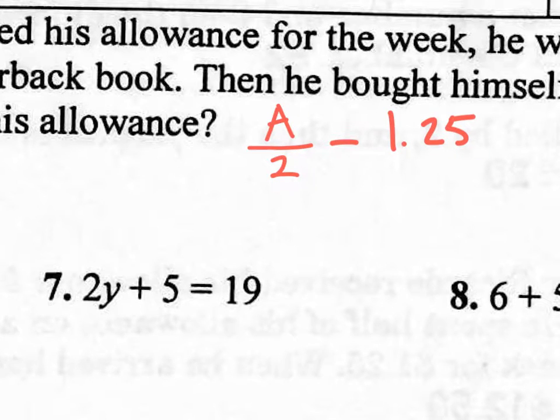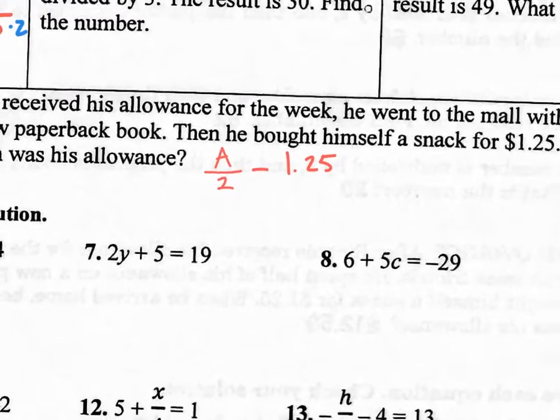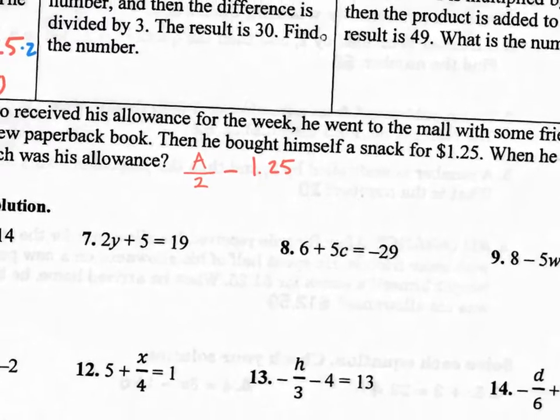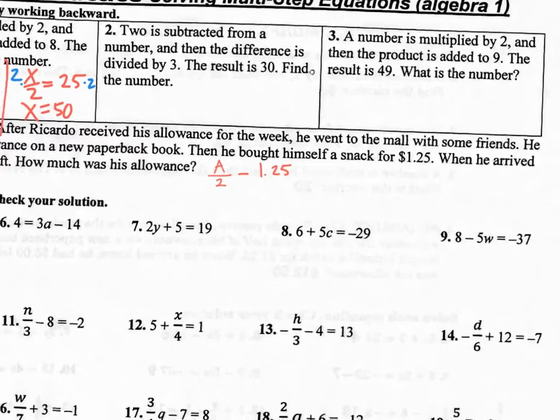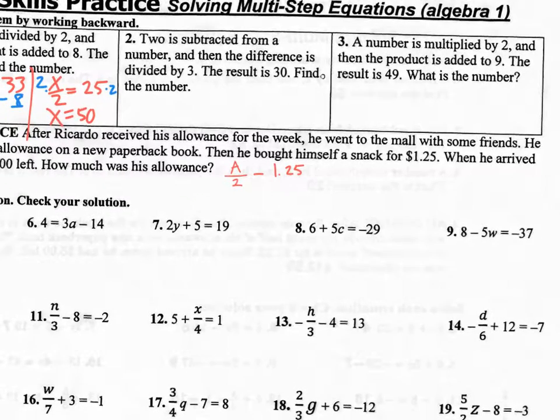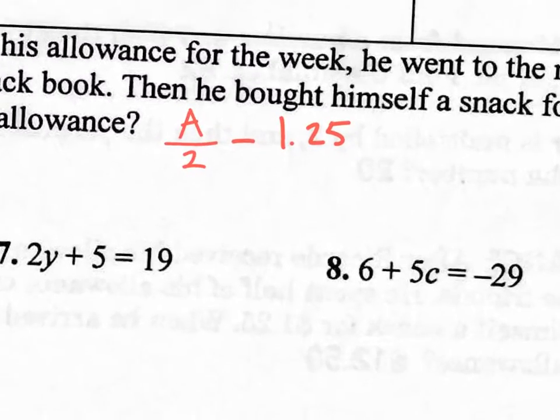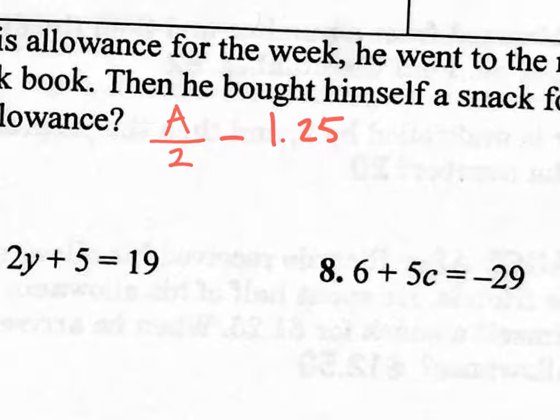What else does it say on this word problem? Half of his allowance minus $1.25. It tells you that he had $5 left after he got home. What does that mean? After he spent all that money at the mall, he still has equals $5. So this is the equation that you need to work with. I probably should have made that 5 a little smaller. It's too big. Let me try that one more time.